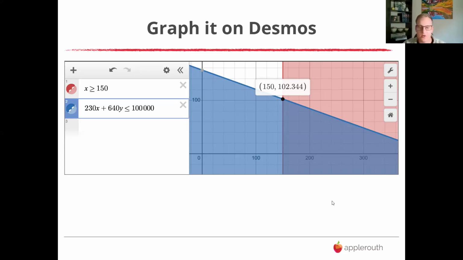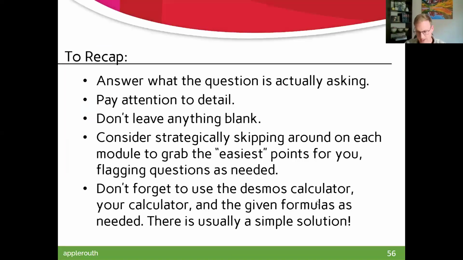And just want to finish because we've got good questions, so just want to wrap up with a short recap. No matter whether you're on verbal or math, you always want to answer what the question is actually asking. On math, pay attention to detail and leave nothing blank. And everywhere, skip around, right? If you're taking too long or too much energy on a question, you're like, I don't understand this, I've read the paragraph 3 times, move past it. Not worth it. Usually on math, there's a simple solution, especially on module 3.